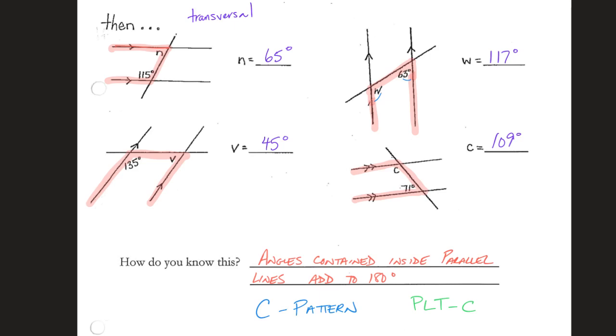So what you'll see for your justification on some problems will be what you see in blue at the bottom, that C pattern will be written out, there's your justification. Or sometimes you also see the green written down. And what the green represents is a little acronym. The PLT stands for Parallel Line Theorem. And then you see the dash C just to represent C pattern.